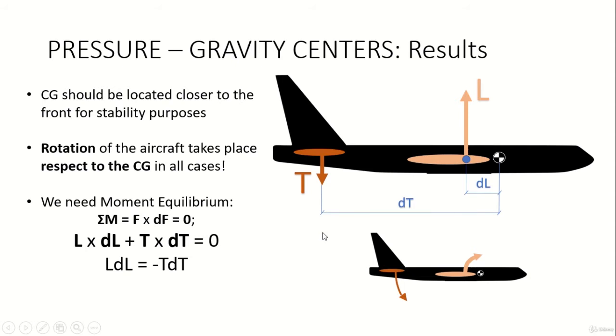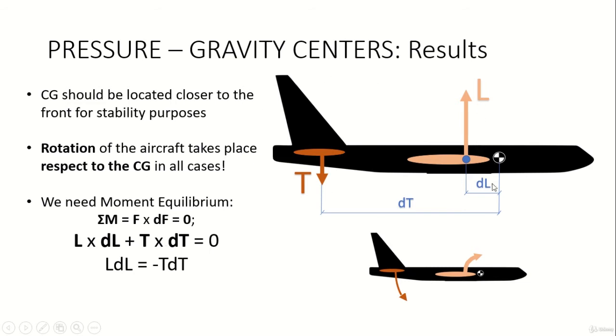Okay, so here we have some illustrations of what this would look like. The center of gravity should be located closer to the front for stability purposes. This is kind of a definition of stability. I'll just take a minute to talk about stability, but before that I want to relate what the tail and the lift actually do.